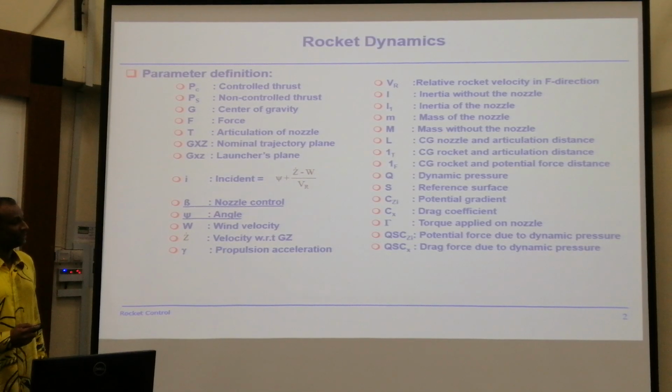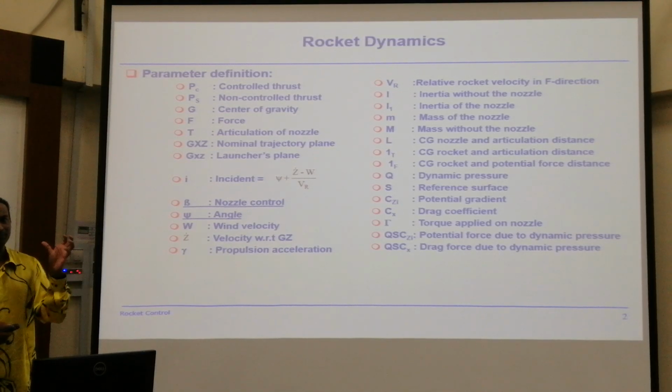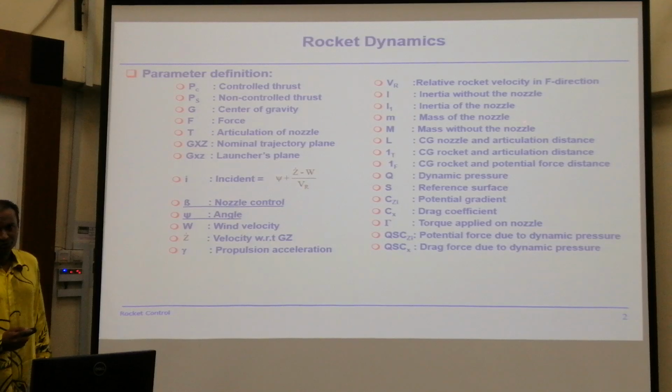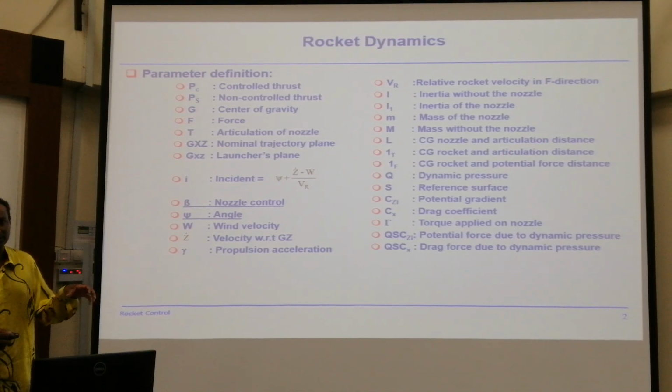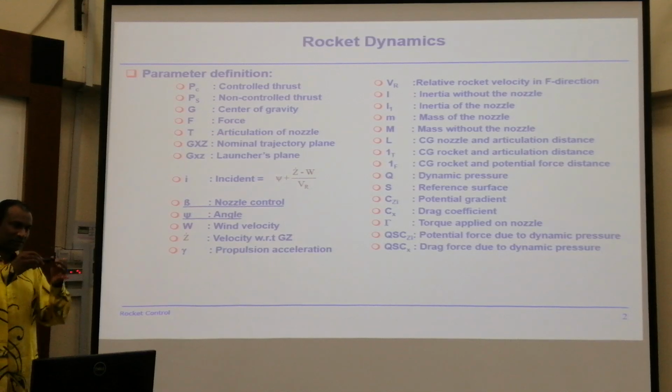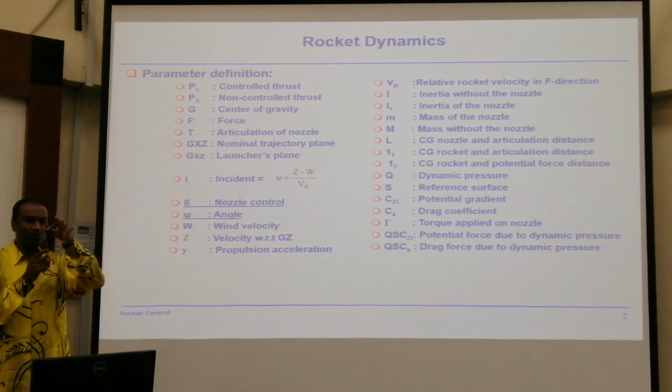These are important parameters, and they are going to help us find the exact torque. So you need to know the lever arm, so to say, from the center of gravity to the nozzle articulation distance. Articulation distance is the articulation of the nozzle distance. So when you have a nozzle, articulation means you should be able to do this.